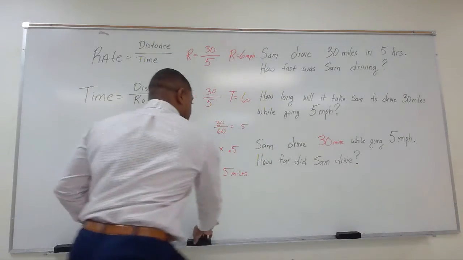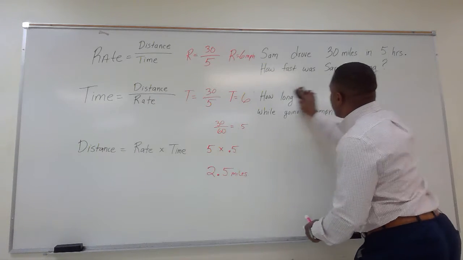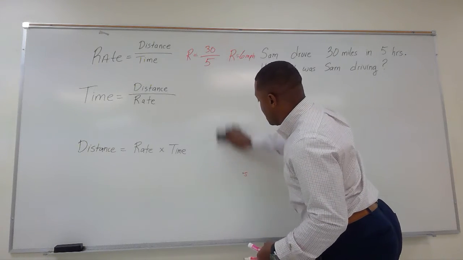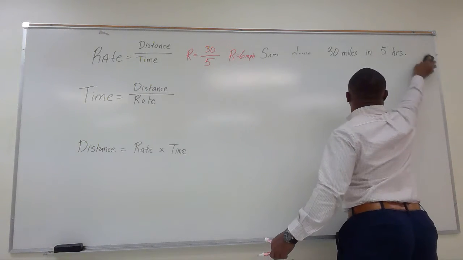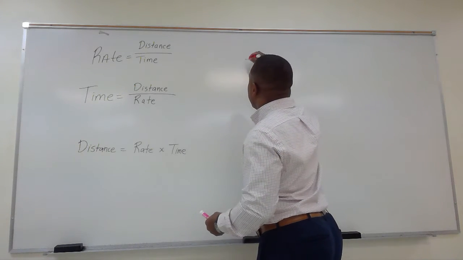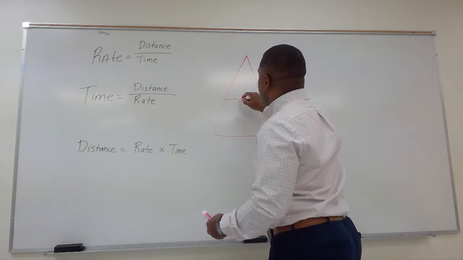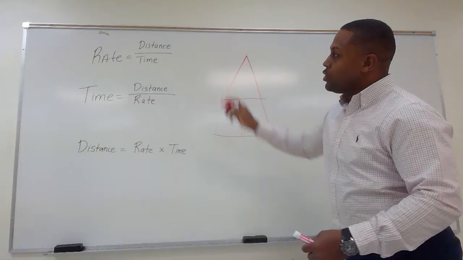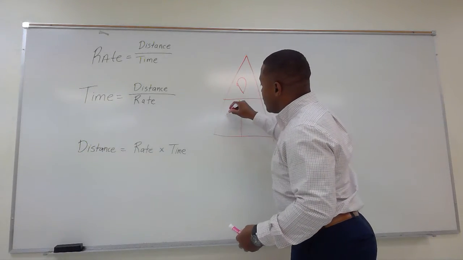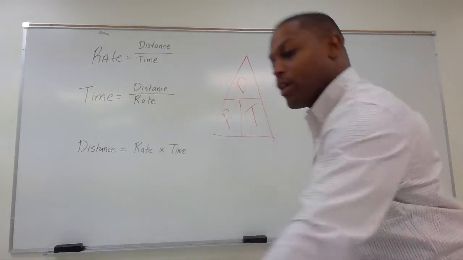Before we close out, there is this triangle that I've seen, and it's helped me out a lot just to remember which is which when I'm trying to find something. So distance is always going to go on the top. Then I have rate and time here.